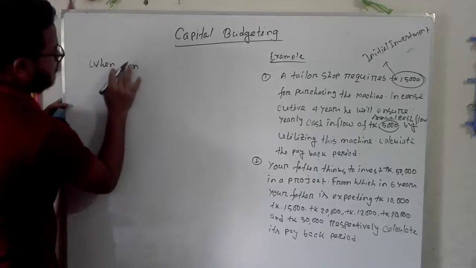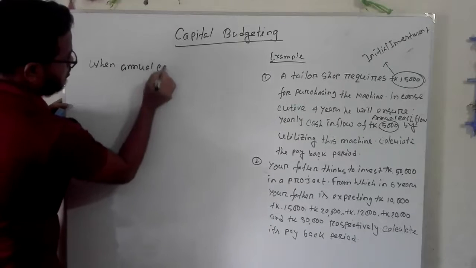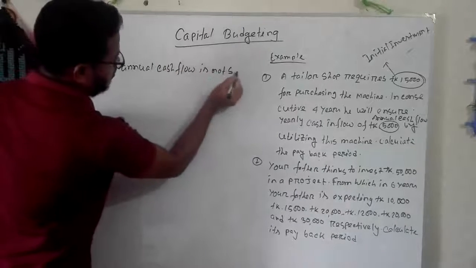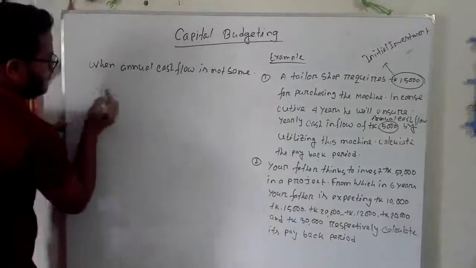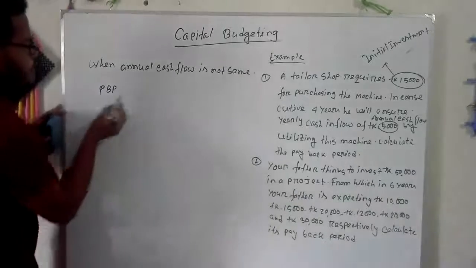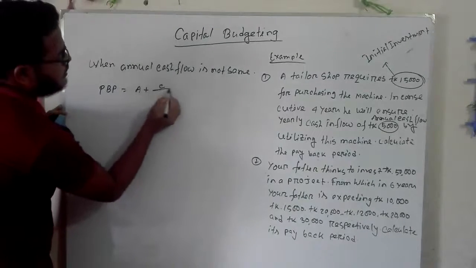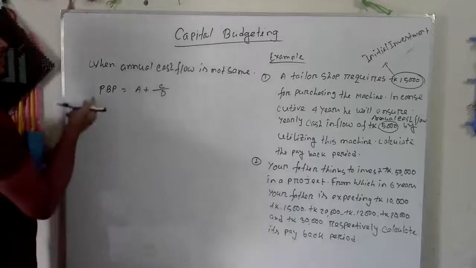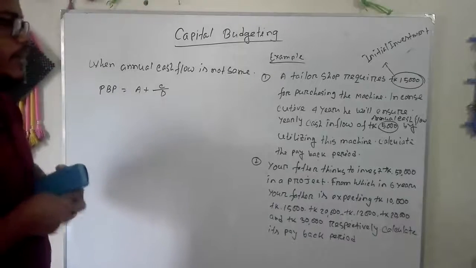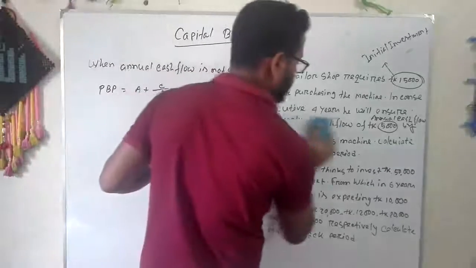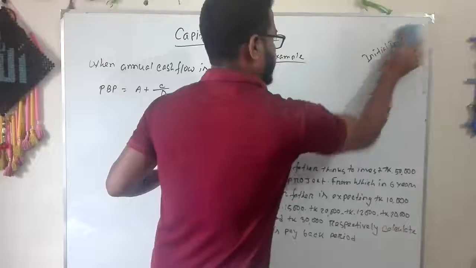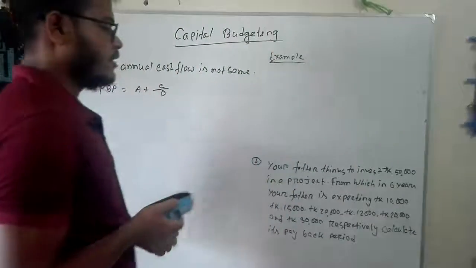When the annual cash flow is not the same, then the payback period, shortly PBP, is equal to A plus C divided by D. This is the second formula. So dear student, now I'm explaining the second formula here.